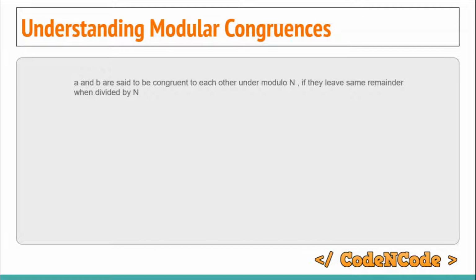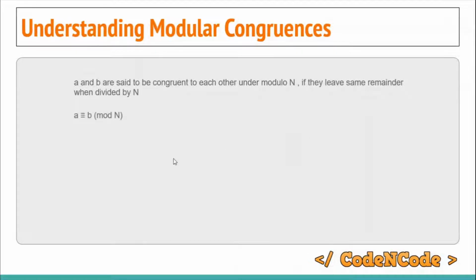In this lecture we will be studying different techniques and formulas related to modular arithmetic. The first thing that we start with in modular arithmetic is modular congruences. A and B are said to be congruent to each other under modulo n if they have the same remainder when divided by n.